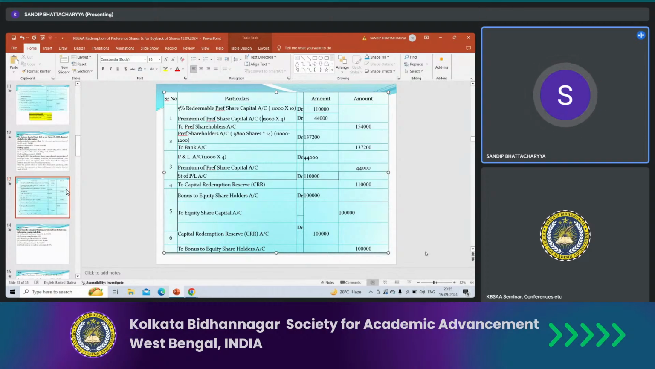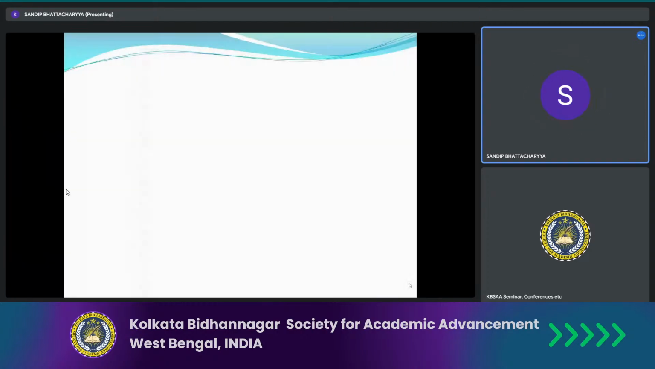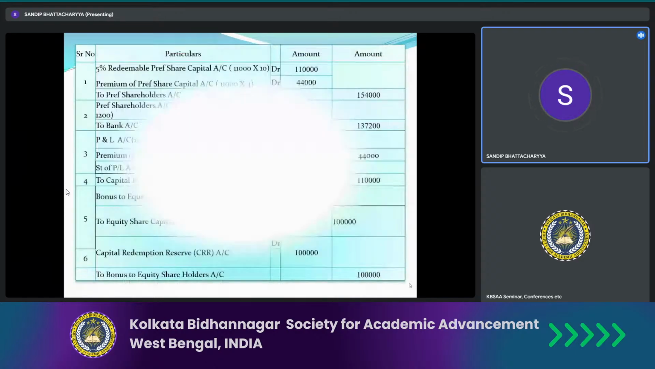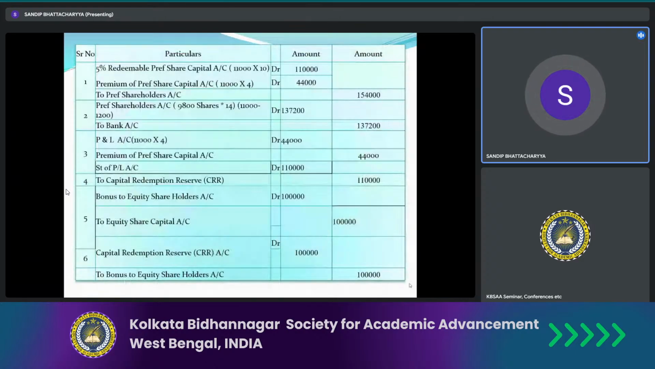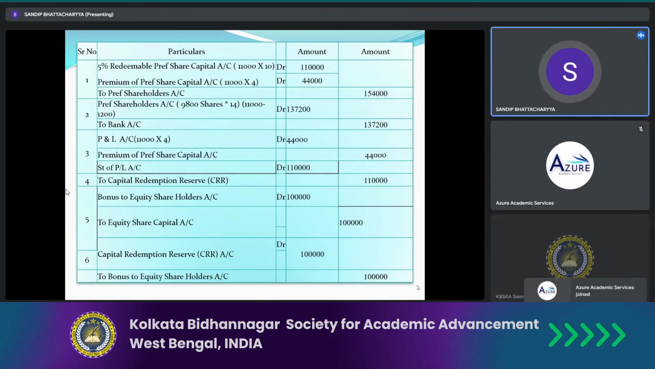So it is the 5% preference share capital account, 11,000 into rupees 10, that is 1,10,000. Now the premium on preference share capital account, the premium value, is 11,000 into rupees 4, that is 44,000. To preference shareholder account, that is 1,54,000. So this is the due entry.